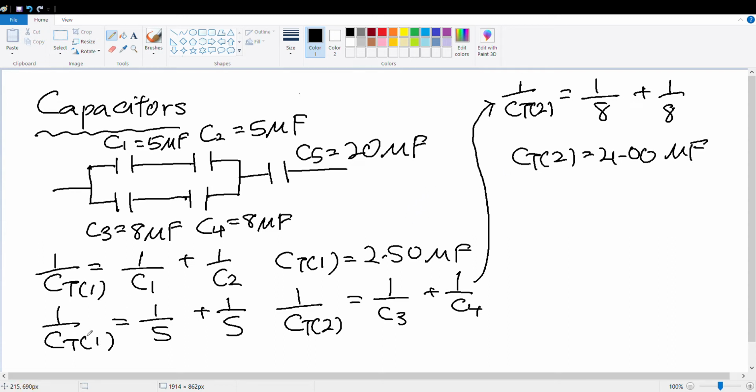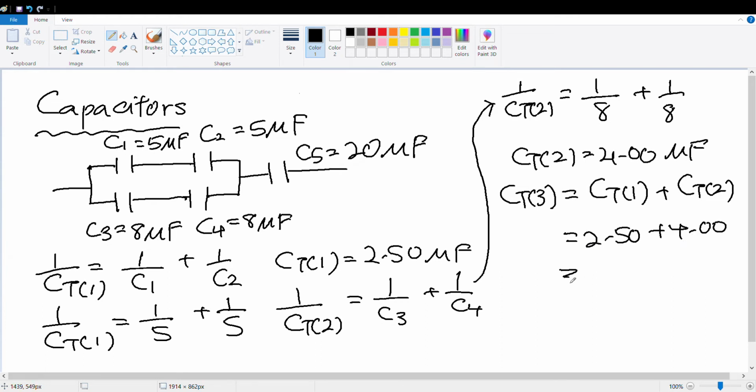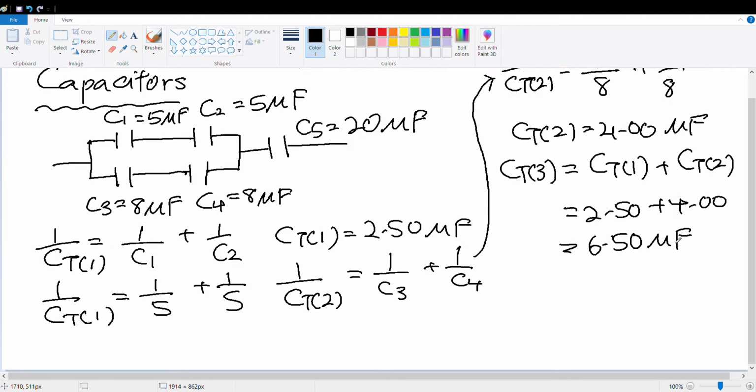Since CT1 and CT2 are parallel to each other, finally my CT3 is equal to my CT1 plus my CT2. So what I get for the total capacitance in this parallel circuit is 2.5 plus 4.00. So what I get for CT3 is 6.50 mF.